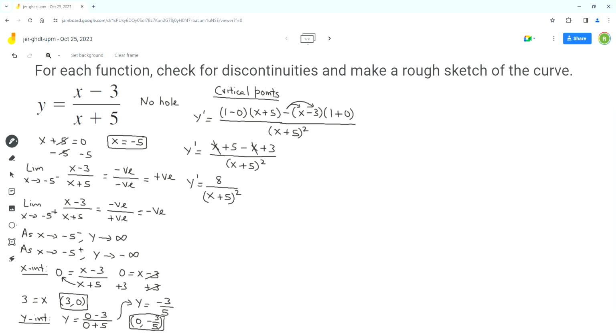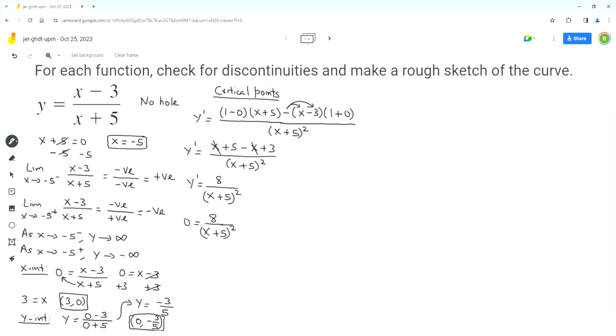So now we have to look for critical points. For that we have to set the derivative equal to 0 and solve for x. If we set the derivative equal to 0, there are no x values that will make this fraction equal to 0, because when we cross multiply the denominator, we just get 0 equals 8. So that means there are no critical numbers at which the derivative is equal to 0.